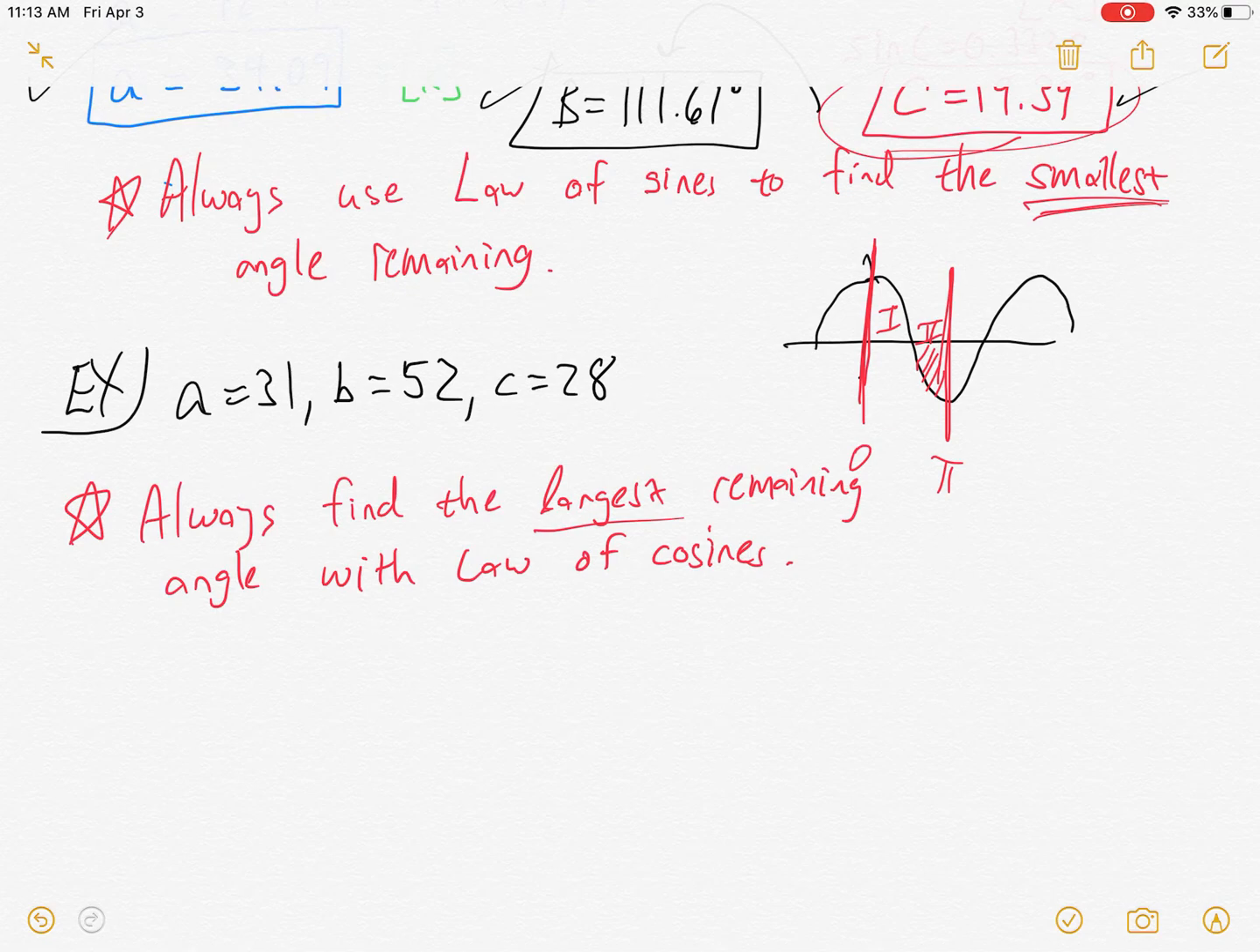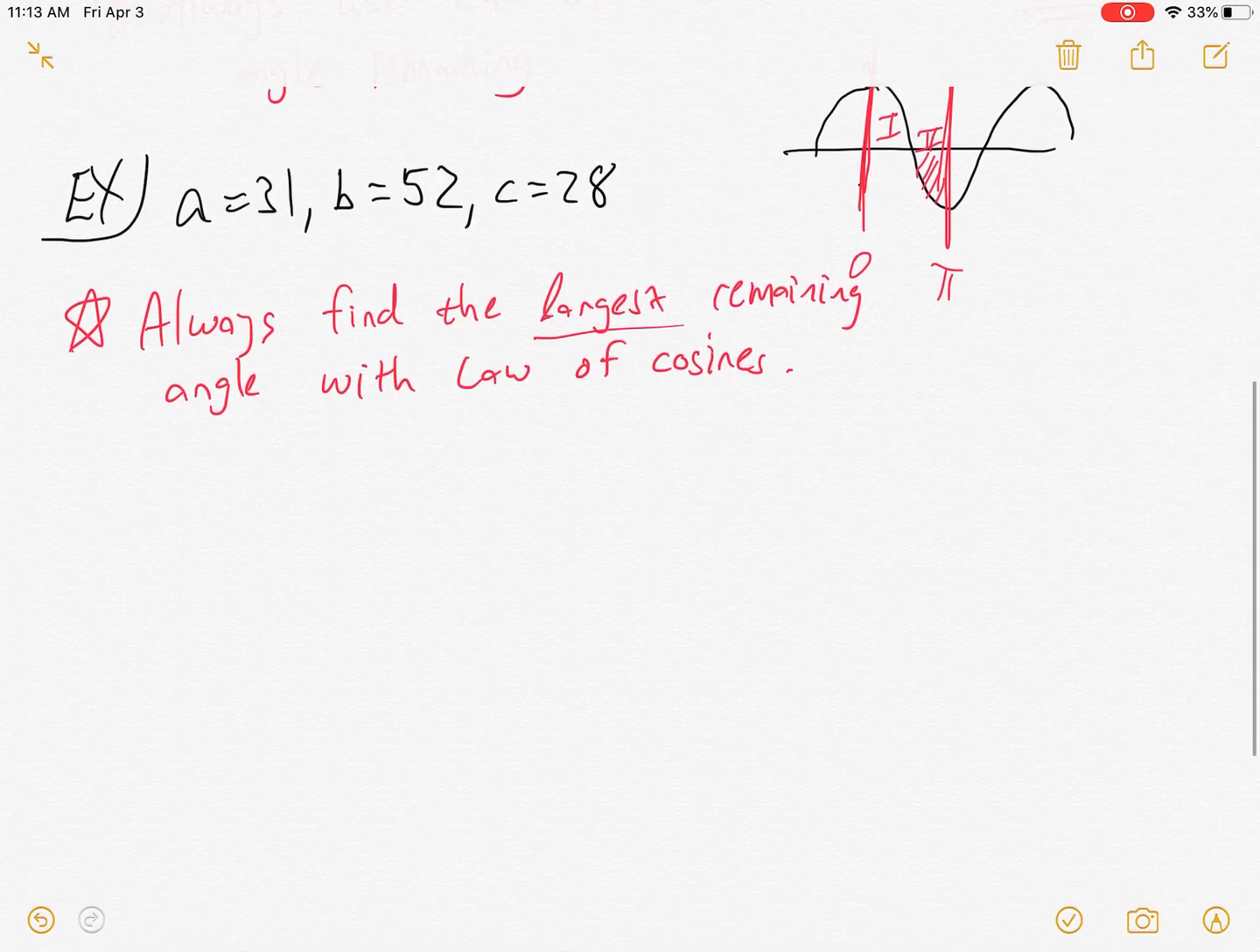So law of cosines, pick the biggest. Law of sines, pick the smallest. You often won't have a choice. And if you don't have a choice, do what you can do. Like in law of sines, we rarely have a choice. We just do what's available, and that's where the ambiguous case comes up.